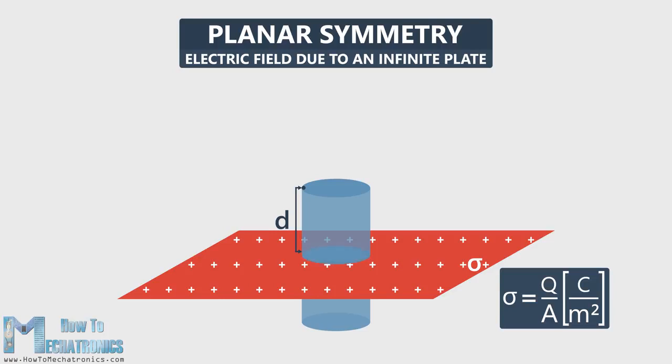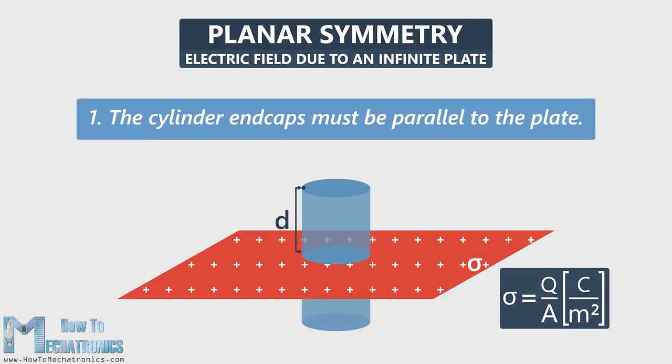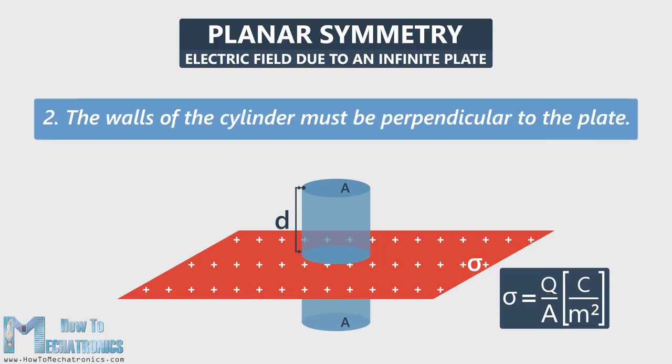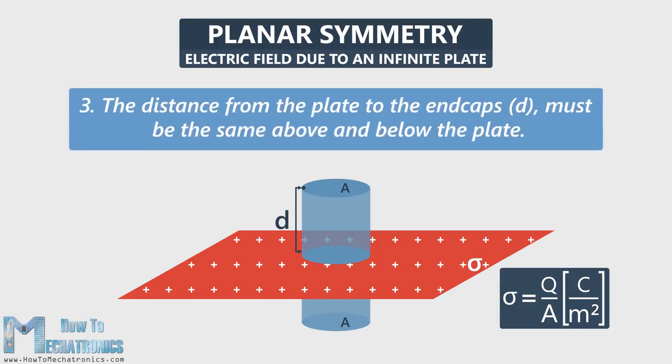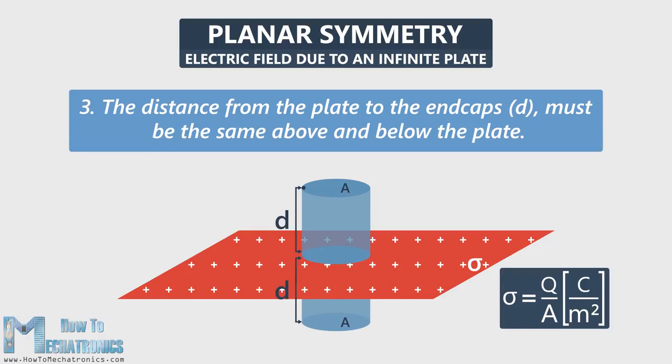In order to be able to calculate the electric field, we need to meet three conditions. First, the cylinder end caps with an area A must be parallel to the plate. Second, the walls of the cylinder must be perpendicular to the plate. Third, the distance from the plate to the end caps, d, must be the same above and below the plate.